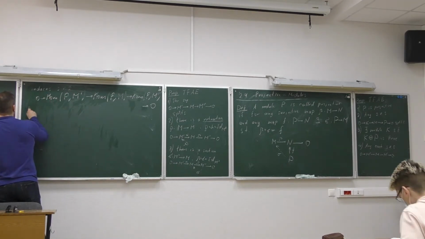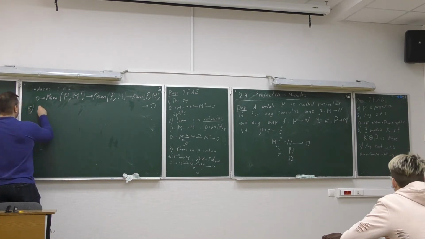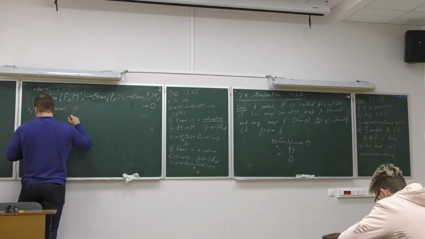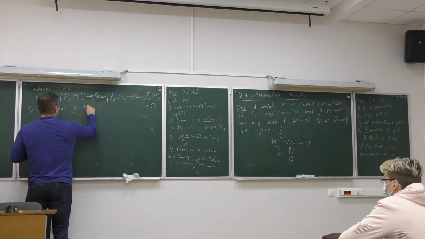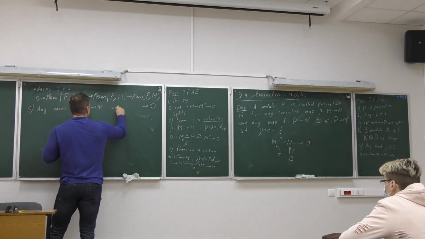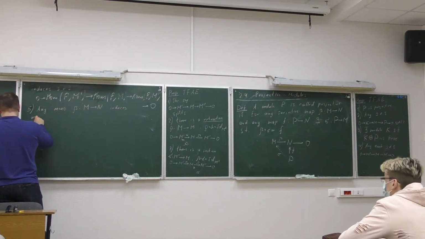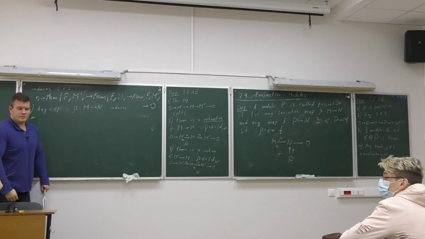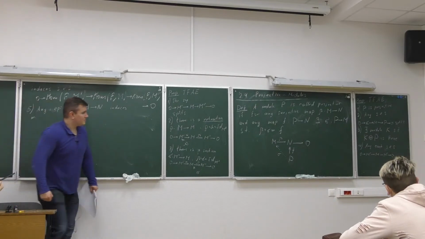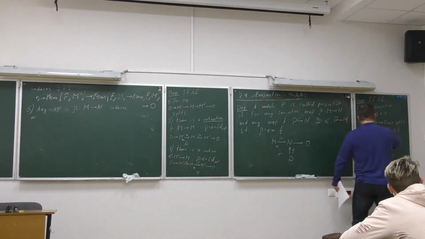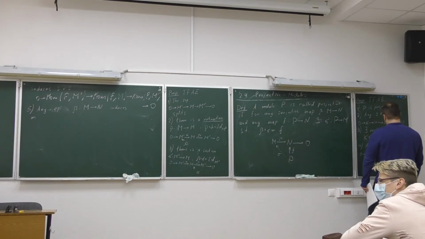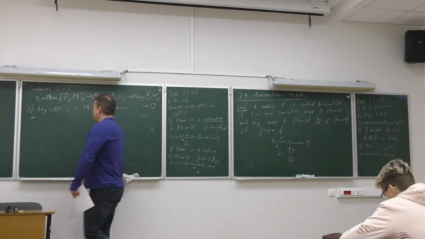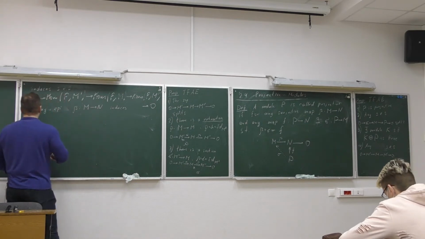And the last condition is 5. Any short exact sequence like this induces a short exact sequence of Homs. Now, the last condition: any epimorphism between modules M and N induces an epimorphism of the Homs.